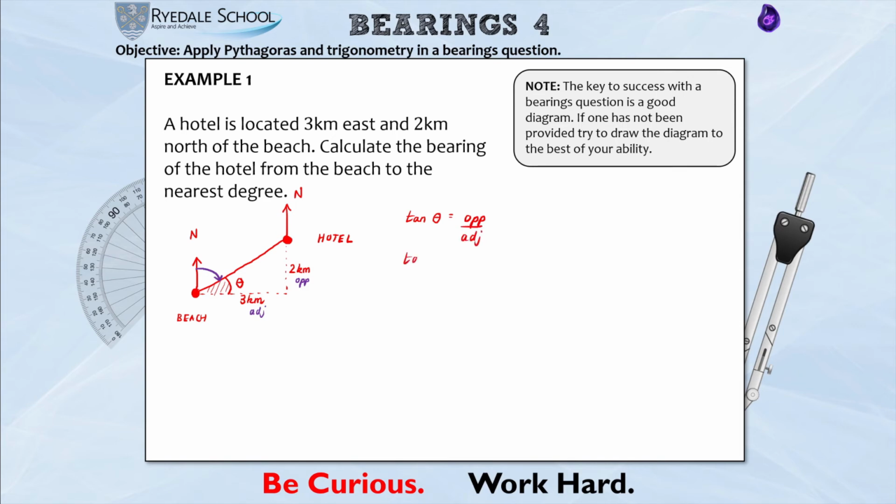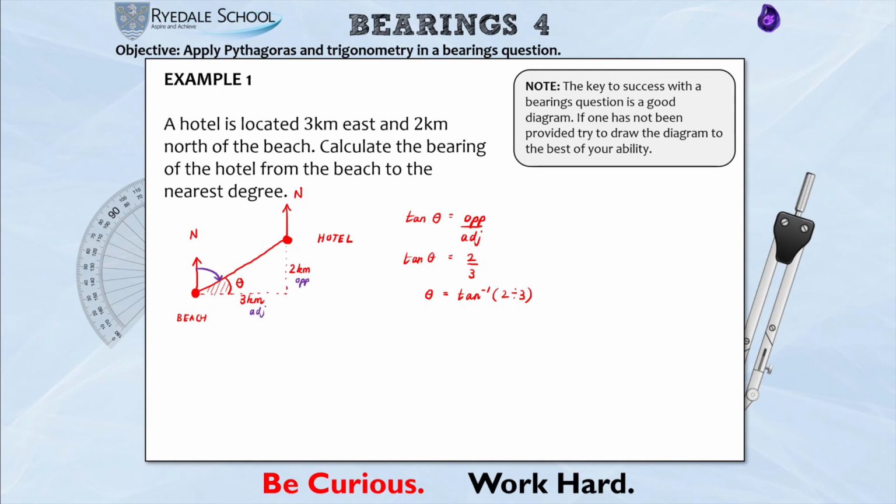So tan theta is 2 over 3. We're going to need to make sure our calculator's in degrees in a moment. But if I'm working out the angle, I will need to use my inverse button. So I'm going to be using tan to the minus 1 of 2 divided by 3.